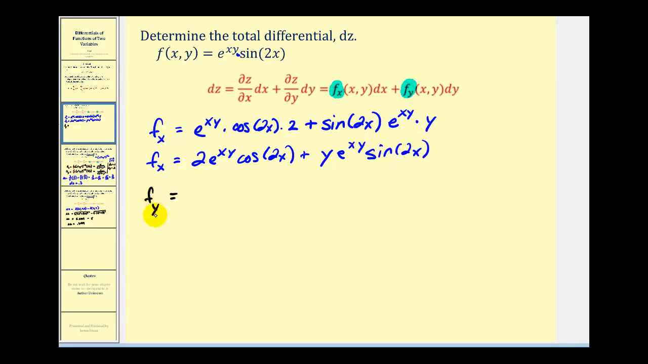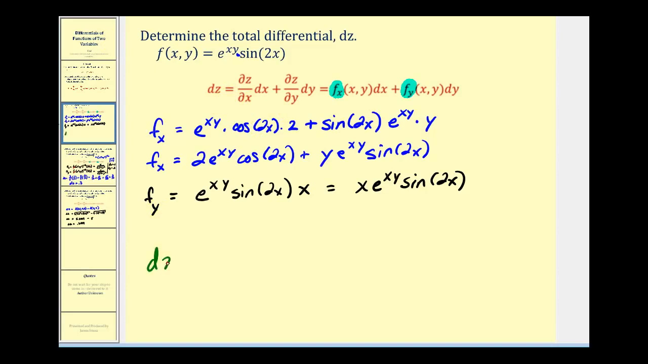So for the partial derivative with respect to y, remember x is a constant, so sine 2x would be a constant. So we'd have e to the xy sine 2x times the derivative of xy with respect to y, so that would be x. Let's rewrite this. This would be x e to the xy sine 2x. Okay, that's all we need in order to determine the total differential.